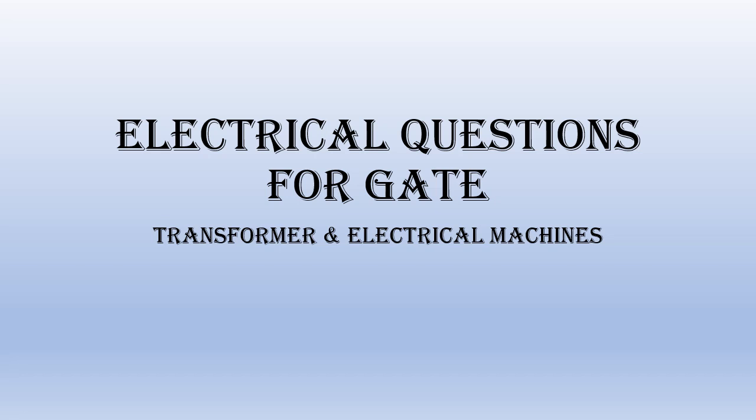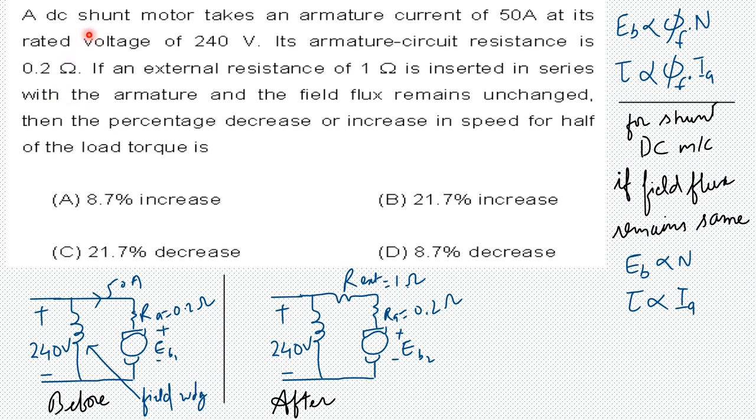Hello friends, welcome again. Today we will be solving a question related to machines. The question is: a DC shunt motor takes an armature current of 50 amps at a rated voltage of 240 volts. Its armature resistance is 0.2 ohms, and then we insert an external resistance of 1 ohm in series with the armature, and the field flux remains unchanged. He's asking for the percentage increase or decrease in speed for half of the load torque.